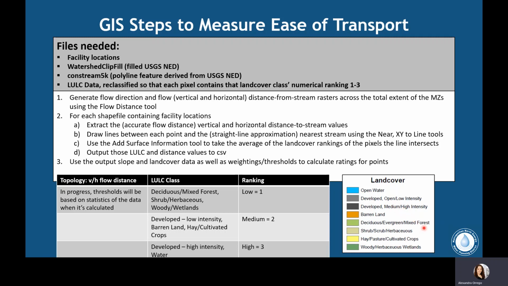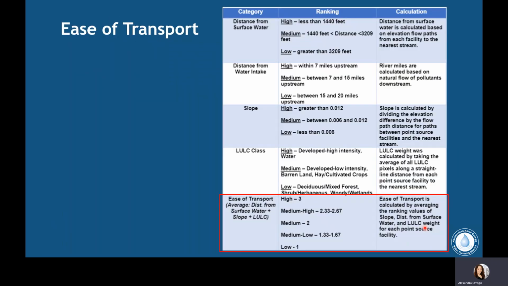So again, that's distance to stream, land use, land cover, and slope. Distance from surface water, slope, and land use, land cover.